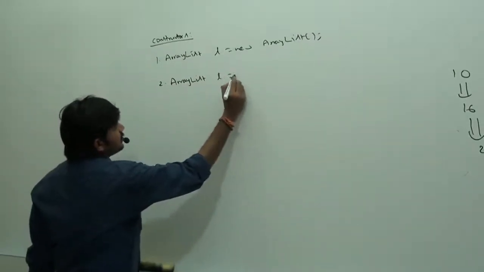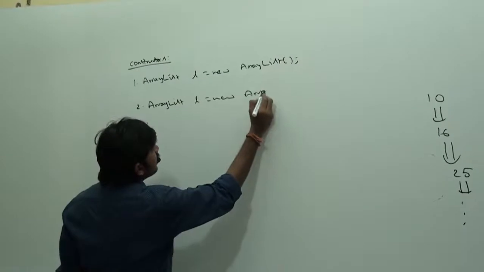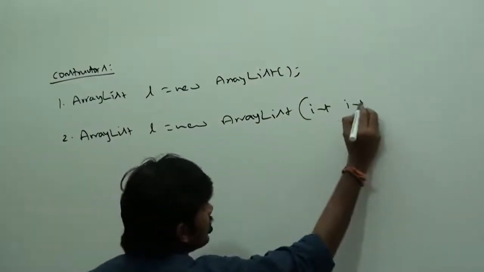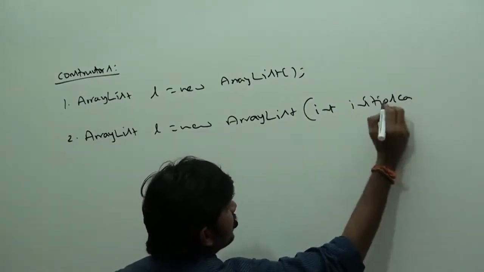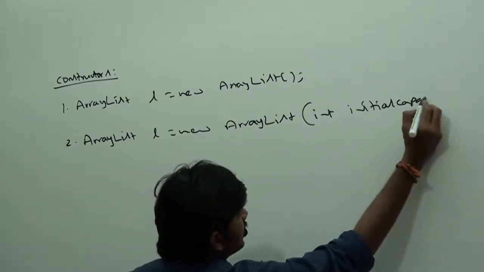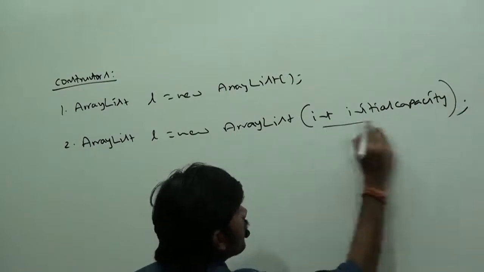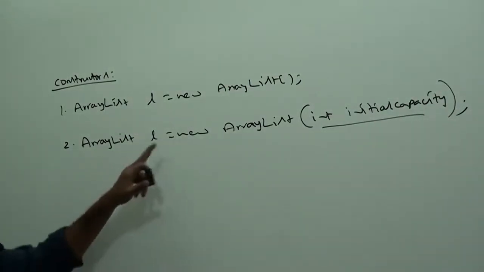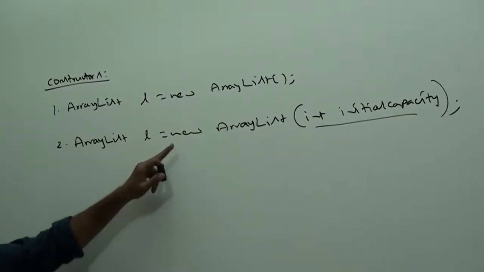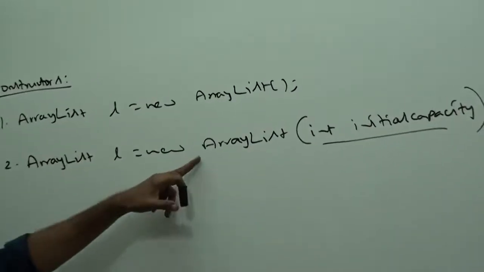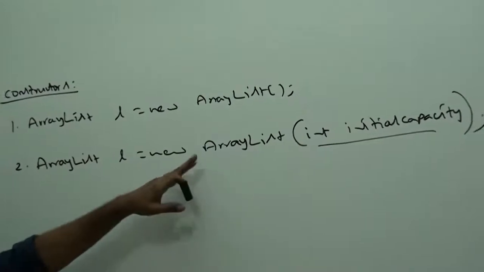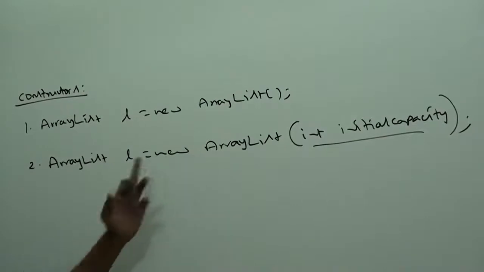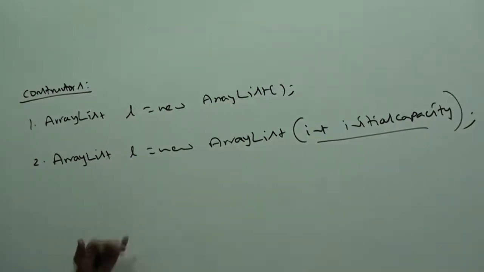ArrayList L is equal to new ArrayList of int initial capacity. Now how much capacity you want? With that capacity we can directly create the ArrayList object, so that performance of the system is going to be improved if I use this based on our requirement. So I'm sure I'm going to add 1000 objects, then it is better to go for this constructor. This is the second constructor.